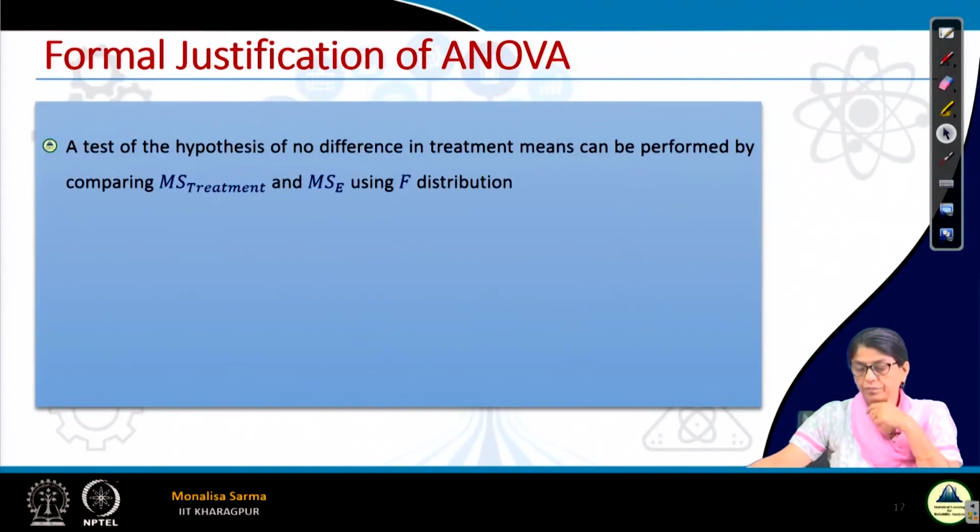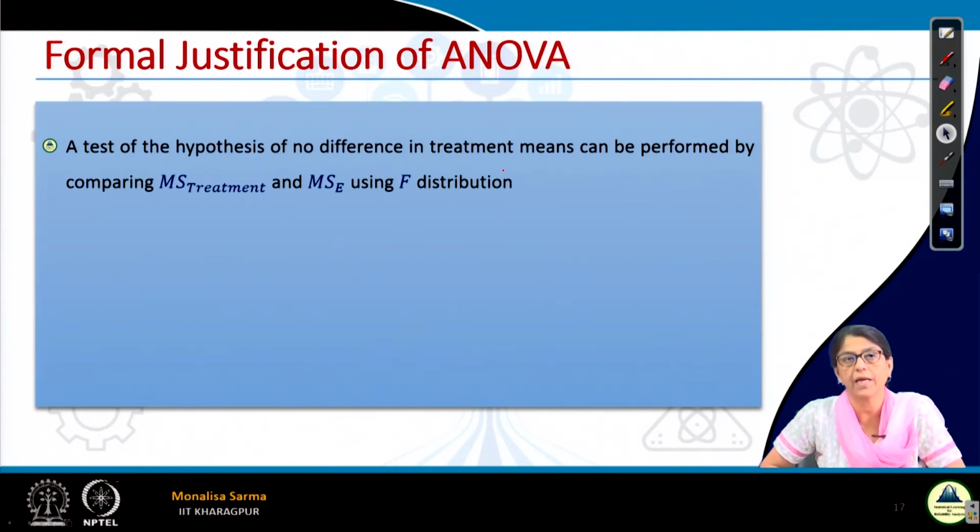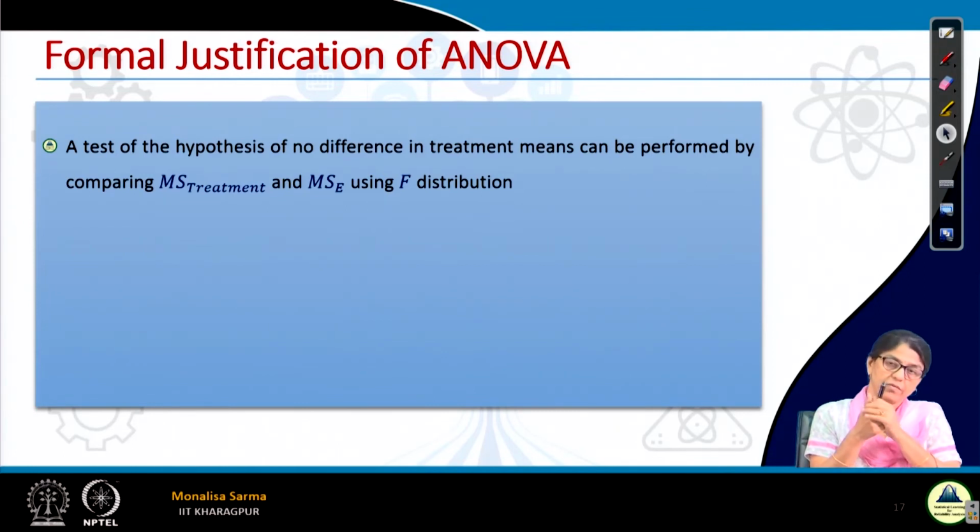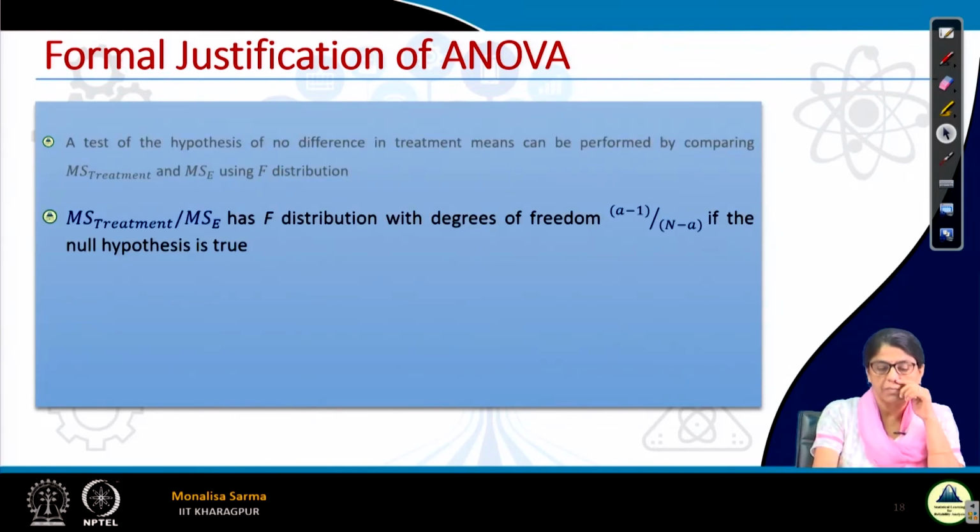How? A test of hypothesis of no difference in treatment means can be performed by comparing MS treatment and MSE. MS treatment gives us an estimate of sigma square, MSE gives an estimate of sigma square, two estimates of sigma square. How do you compare two variances? For comparing two variances, we have seen we use the F distribution. So if MS treatment by MSE has an F distribution, what will be the degrees of freedom? MS treatment degree of freedom is a minus 1, total number of levels minus 1. MSE degree of freedom is N minus a. We have seen why it is N minus a, isn't it?